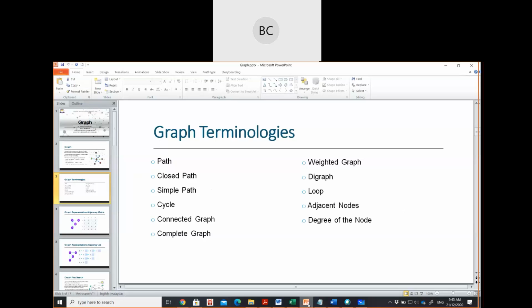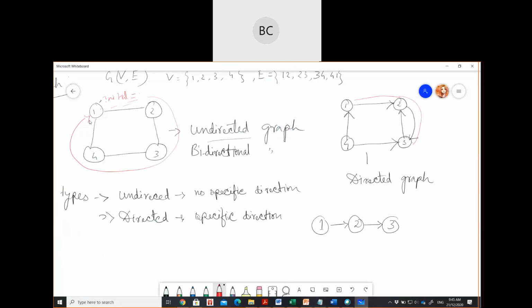Simple path means if all the nodes of the graph are distinct, except both initial and terminal nodes are different and all the nodes are distinct, then it will be a simple path. So if I'm saying this is my initial node and this is my terminal node, then this part is a simple path.